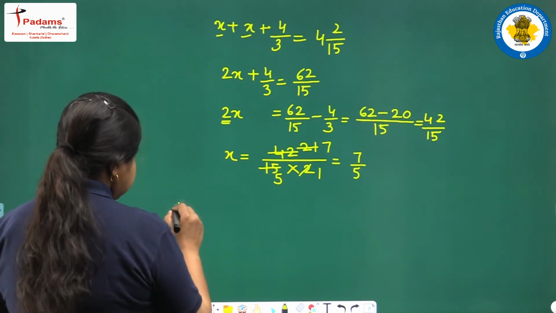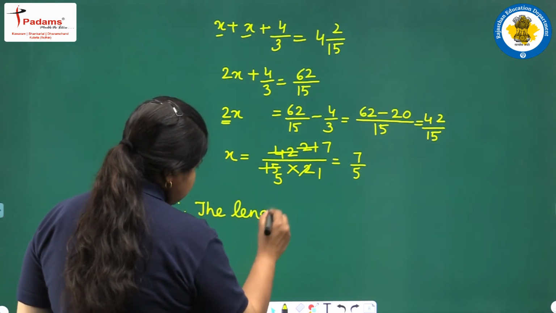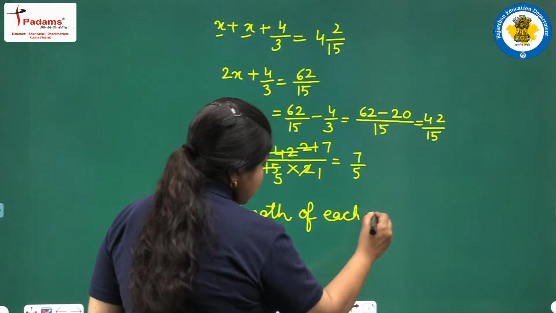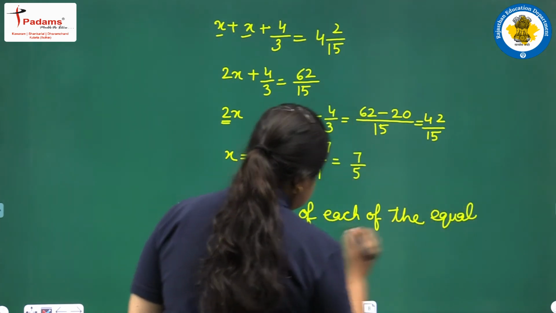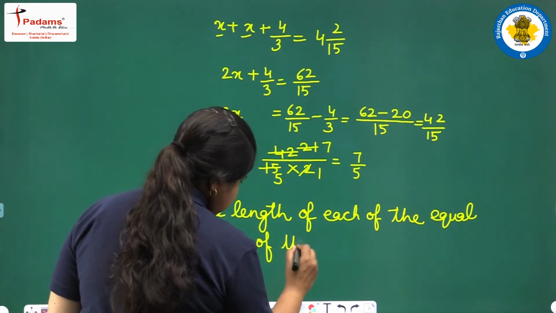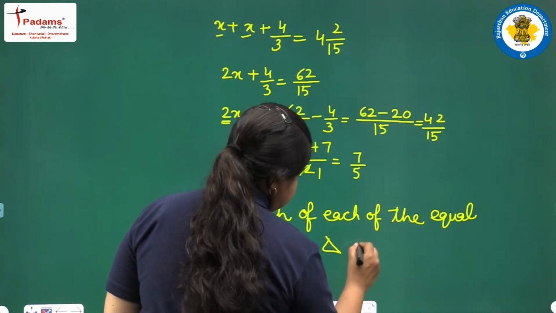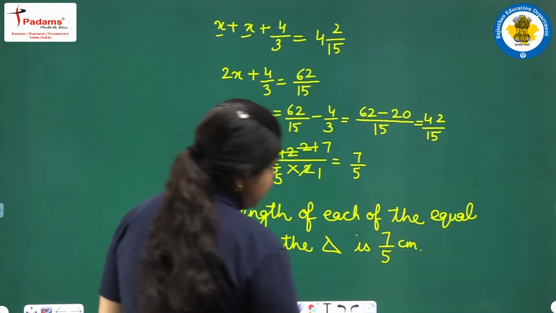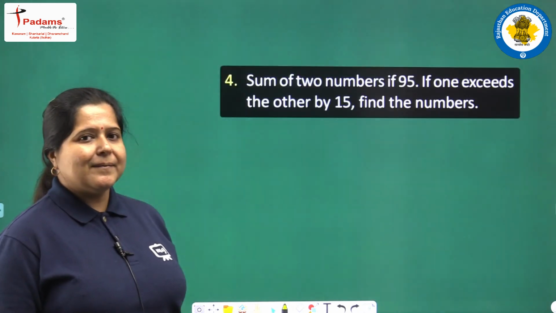So, we can easily say the length of each of the equal sides of the triangle is 7 by 5 centimeters. This is the question. We move on to the next question.